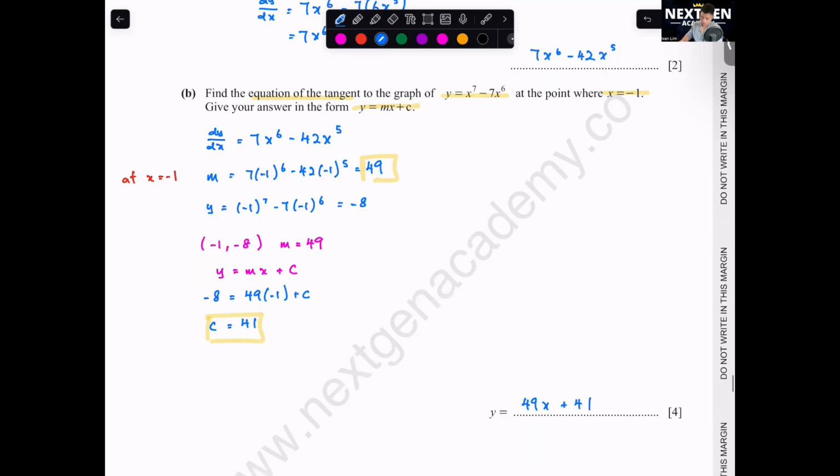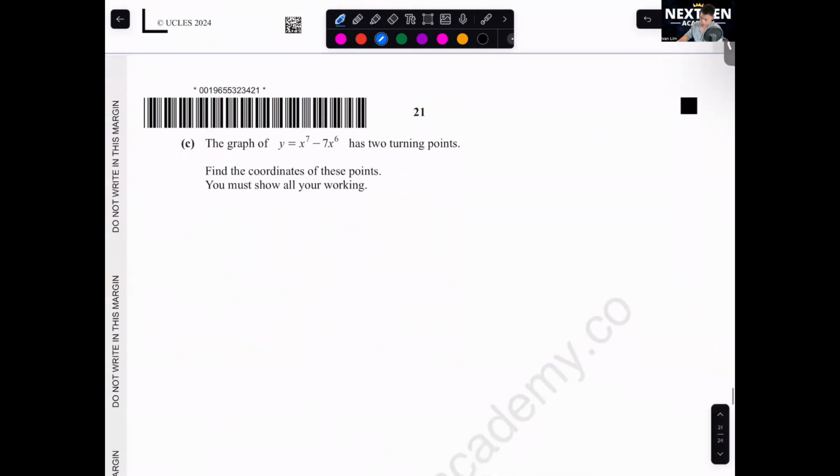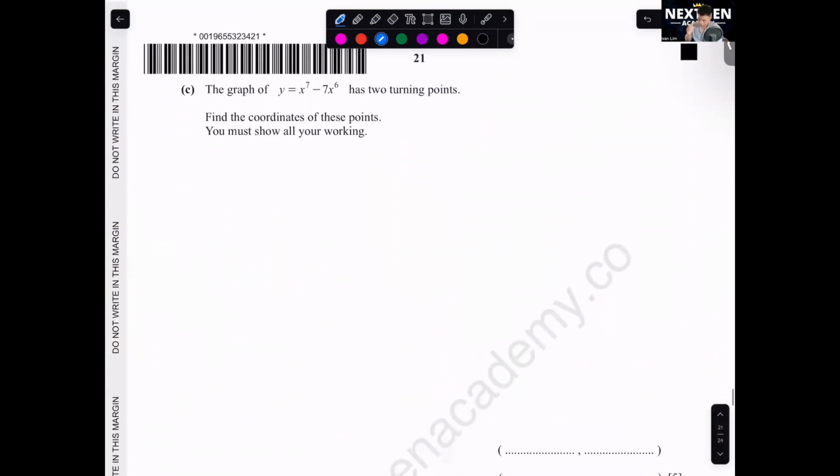Okay, the last one. Question C, 5-mark question. The graph of this has 2 turning points. Find the coordinates of these points. Okay, keyword: turning points means dy over dx equals 0. You have to remember this. If they say turning point or stationary point, use the equation that we calculated just now.